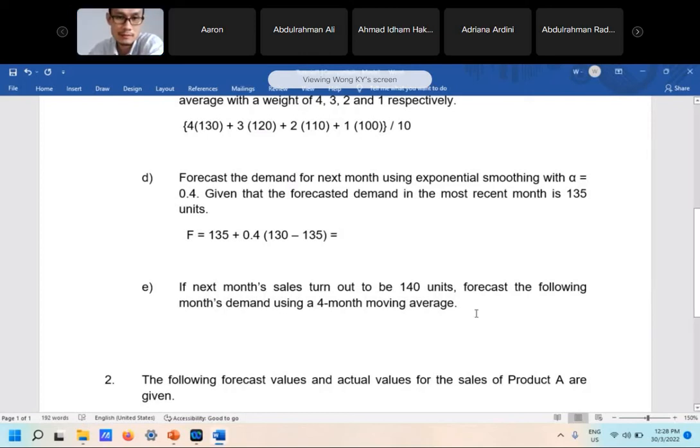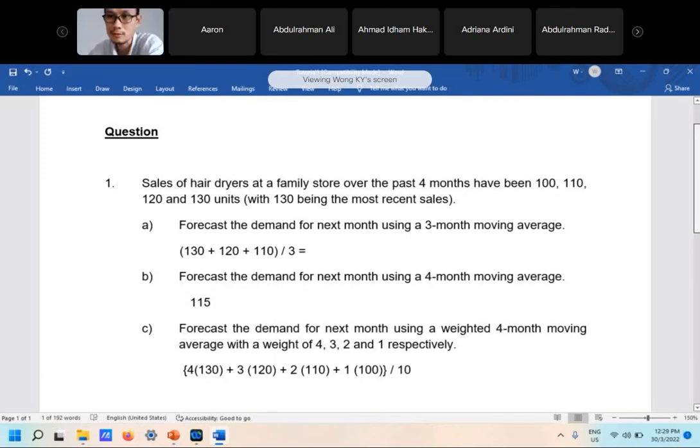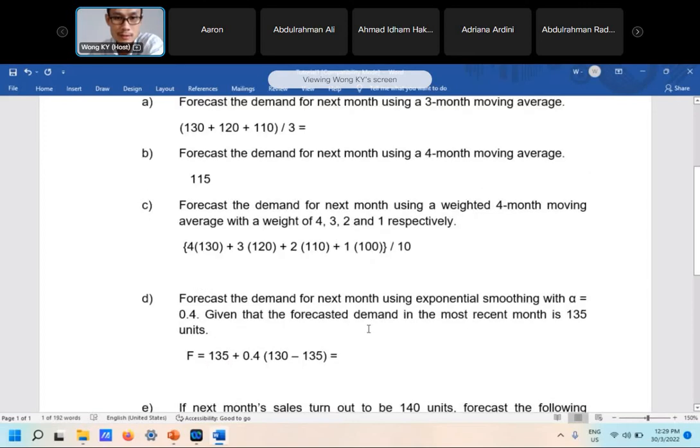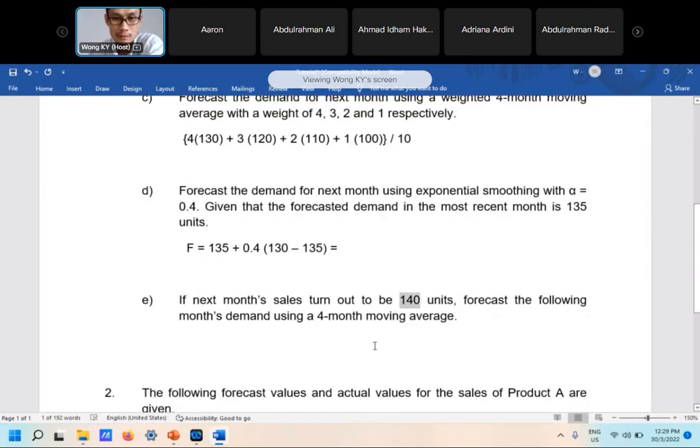Okay, and last one. If next month's sales turn out to be 140 units, okay, so this is actual sales, forecast the following month's demand using a 4-month moving average. Okay, so I think everyone got it. So 110 plus 120 plus 130 plus 140 divided by 4, which is 125. Okay, so correct. So it means you have to take the most recent 4 months, which is this data 110, 120, 130 together with 140. Total them up, divide by 4.